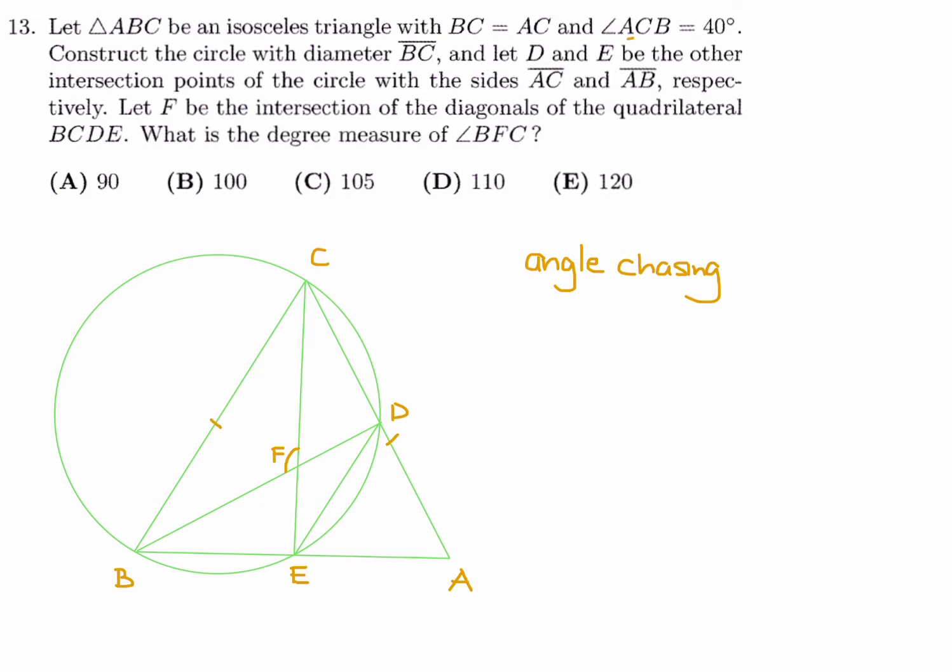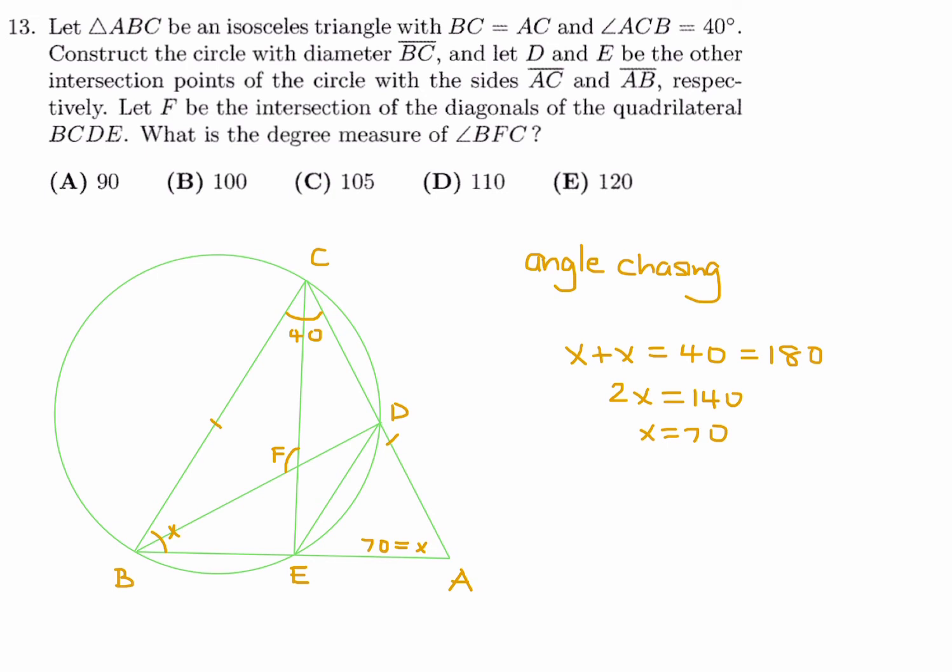So ACB is where we start, so that's 40. ACB, this is right here, 40 degrees. Since it's isosceles, this and this are equal, so let's just say that's x, and therefore this is x. So that means x plus x plus 40 is equal to 180. So 2x is equal to 140, x is 70. All right, so I'll put 70 there.